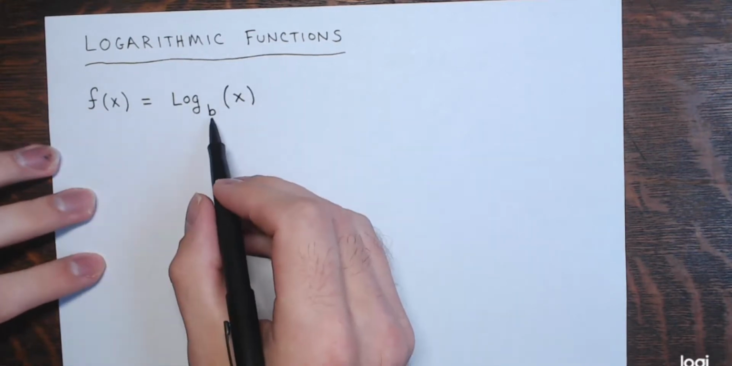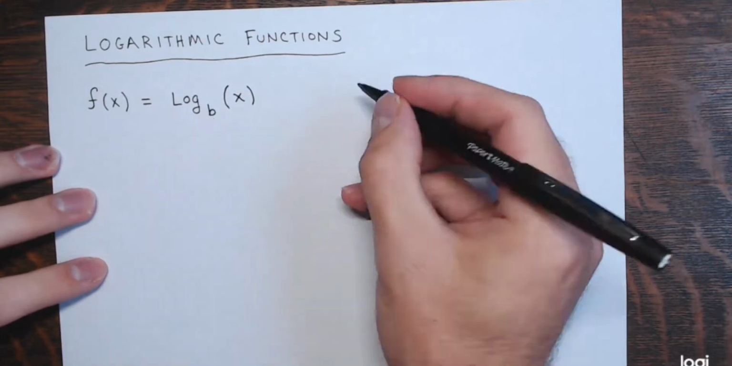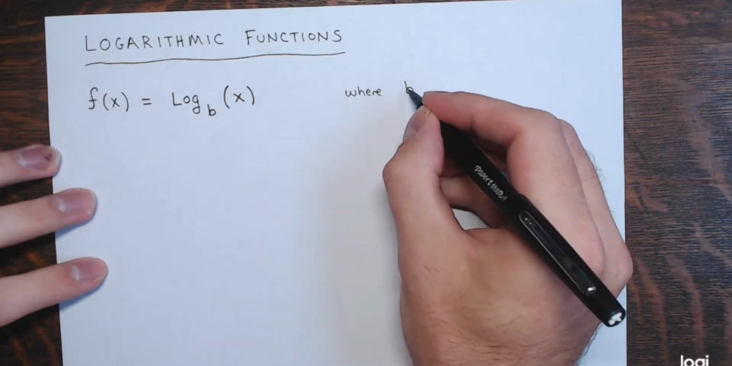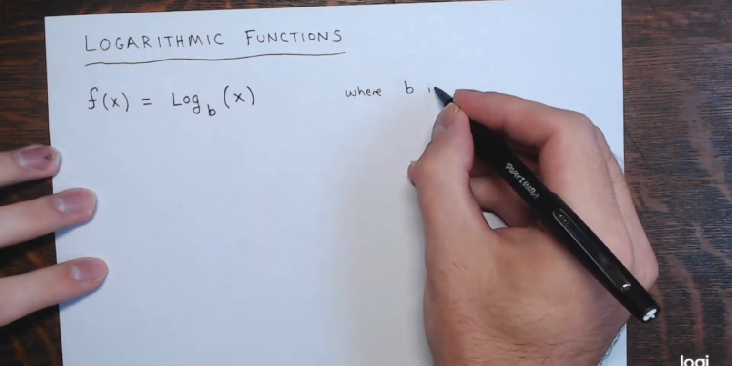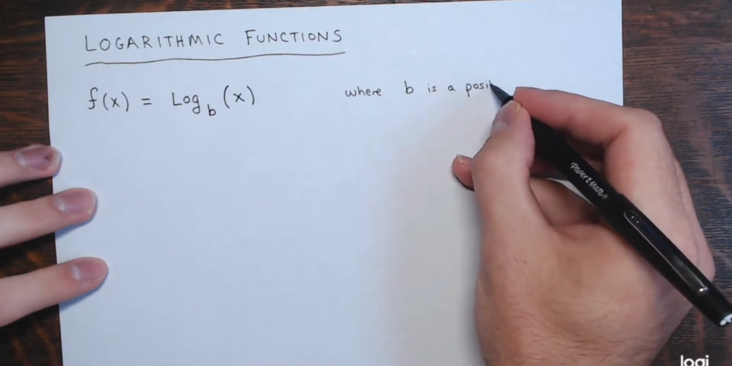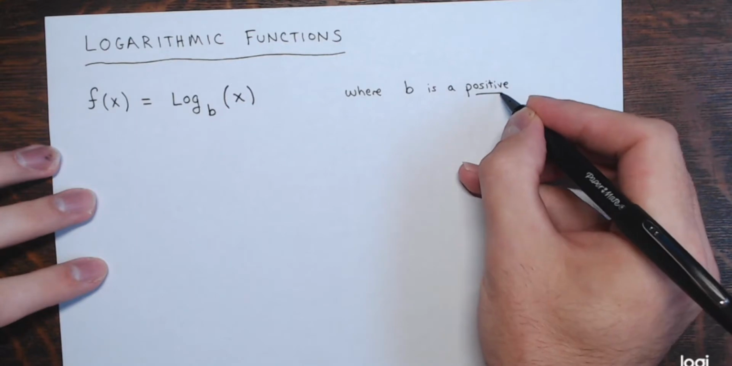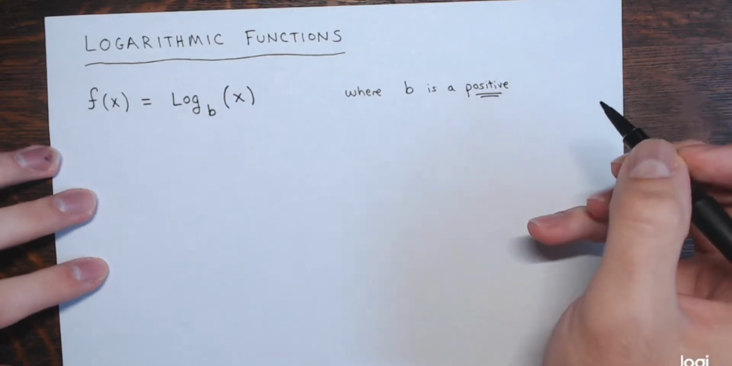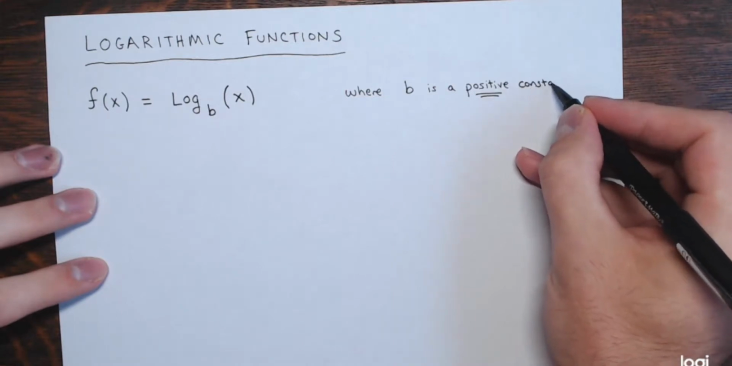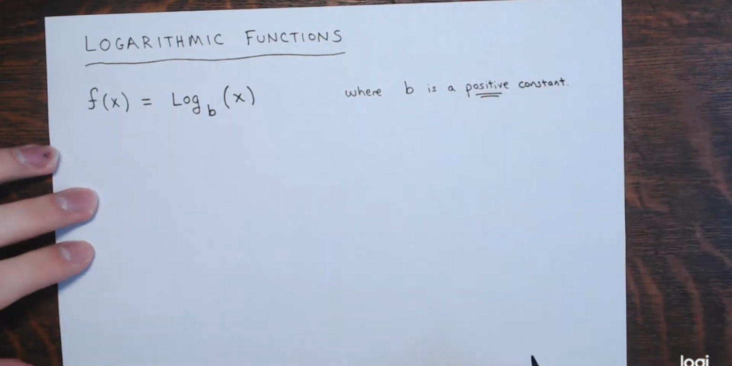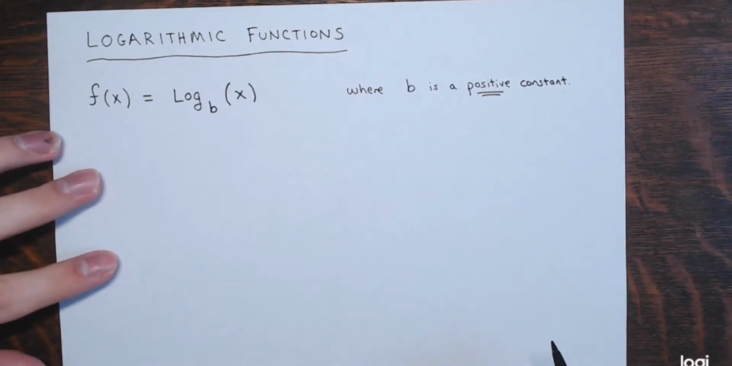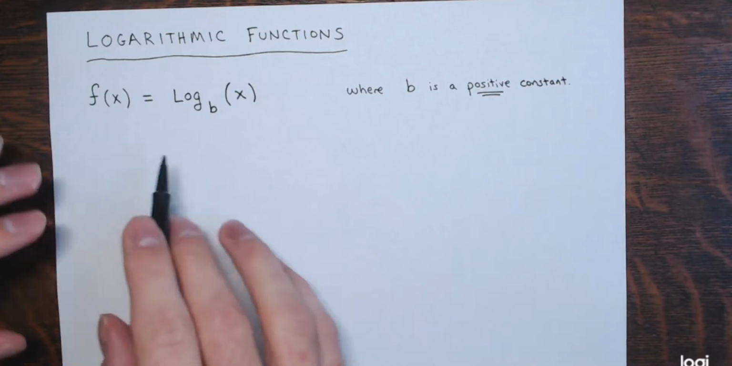where b is a fixed number. B is called the base of the logarithm, where b is a positive constant. We're not going to look at logarithms with a negative base. So b is a positive constant. Now, I'm going to do some examples of logarithmic functions.